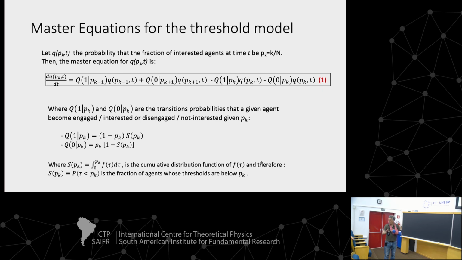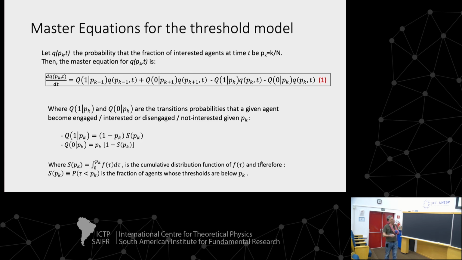I will finish here, but we can write a master equation, an equation that gives us the evolution of the probability of having a given fraction of interested people in the system. That is going to be P sub k. If we think of a discrete problem, it is k over n when we have k interested or engaged in our system. And we can construct this master equation with the gain terms and the loss terms.